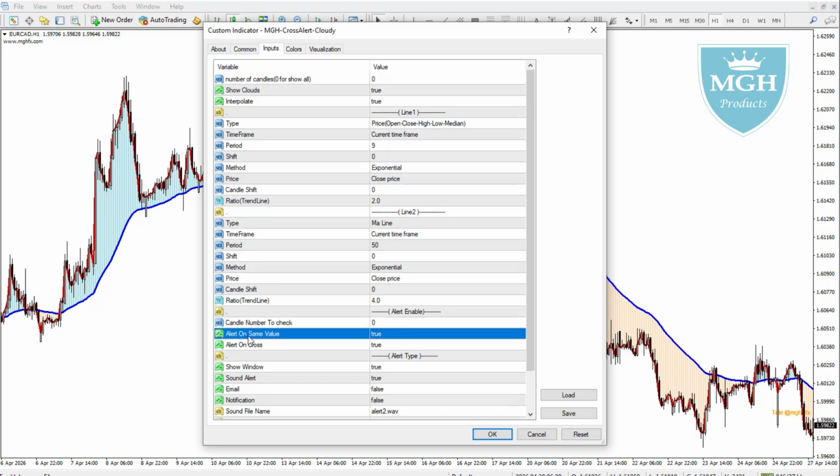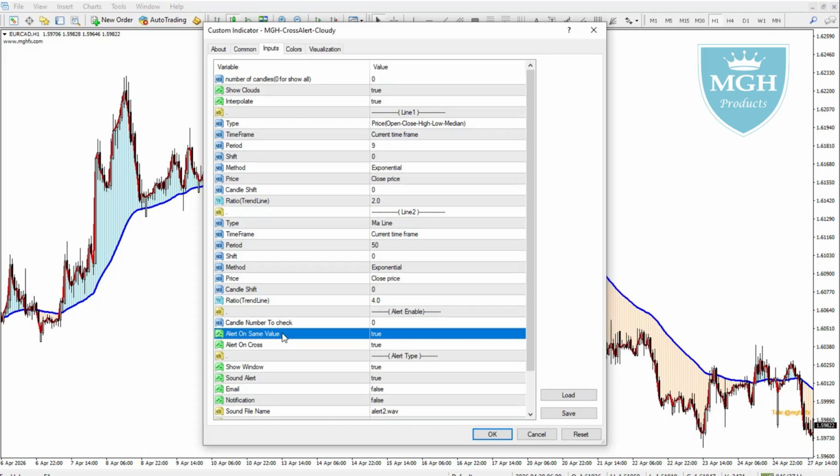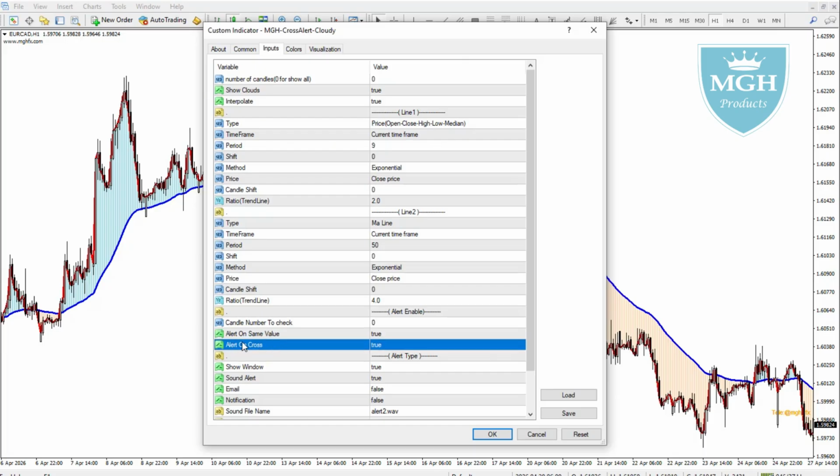You will also notice two alert conditions. Alert on same value fires when the two lines reach exactly the same price level, meaning they are equal. This is useful for detecting flat crossover zones. Alert on cross fires when one line actually crosses over the other. This is a standard crossover alert most traders use. You can enable one or both at the same time.